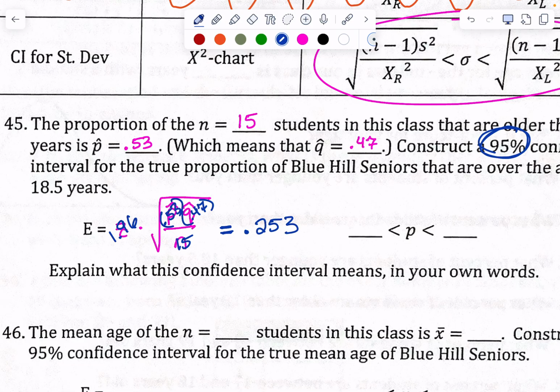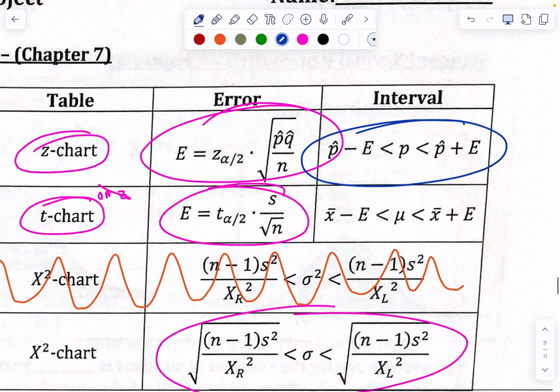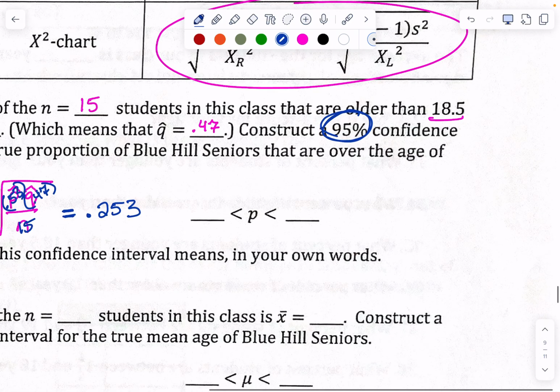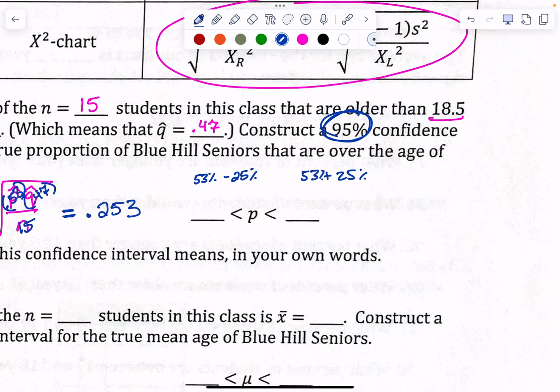Okay, what do we add and subtract it from to find our confidence interval? P hat was 53%, and I am subtracting 25% and adding 25%. The top one is 0.783, so 78%, and 0.277, 28%, we'll say. So the proportion of students older than 18 and a half should be somewhere between 28% and 78%. If I gave you that, you'd say, that really narrows it down. That's a huge window.